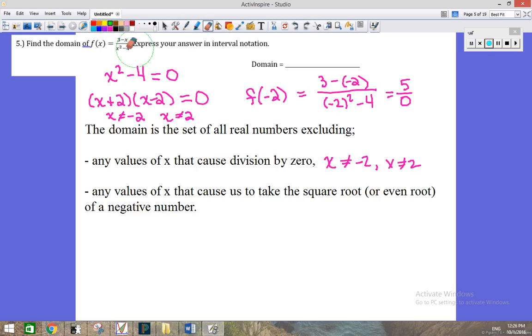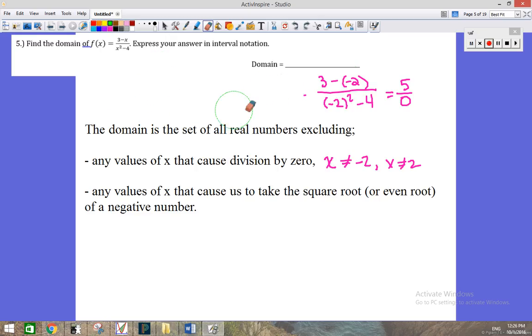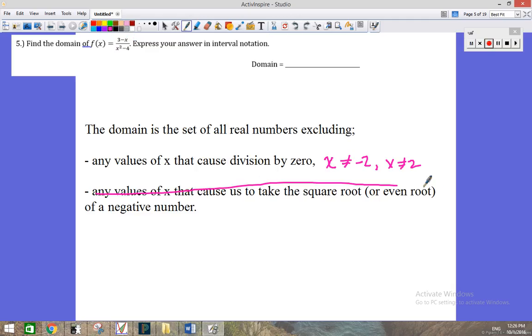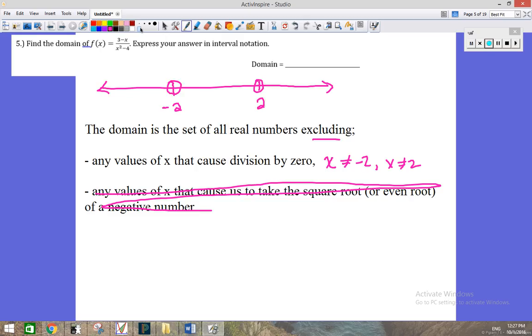Now, are there more exclusions to consider? Well, no, because the second thing we think about is, are there any square roots, any variables underneath an even radical? And there's not, so I don't have to worry about excluding anything here. So on the set of real numbers, and the set of real numbers is the entire number line, the only numbers that we are going to exclude are negative 2 and positive 2. All of the other numbers are fine. They do not cause any problems.